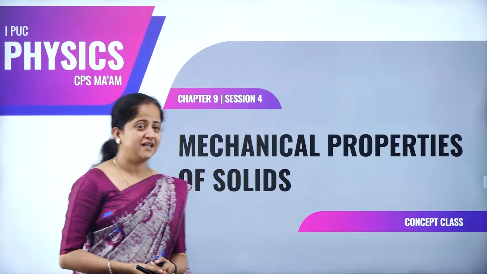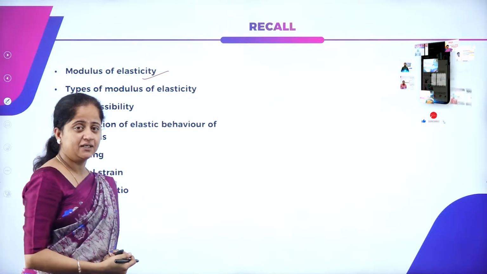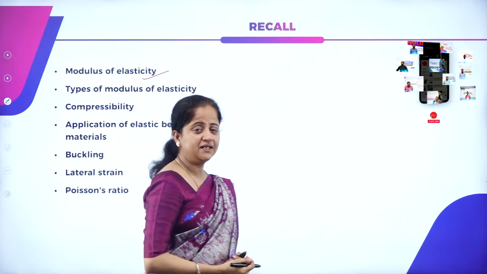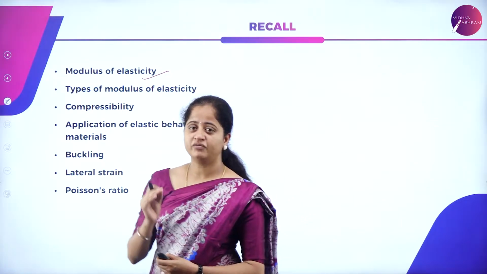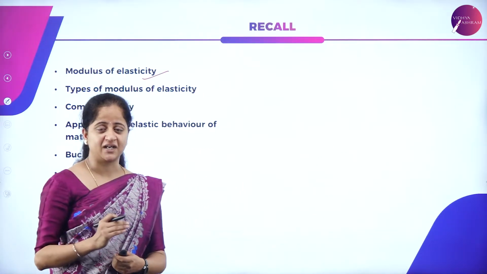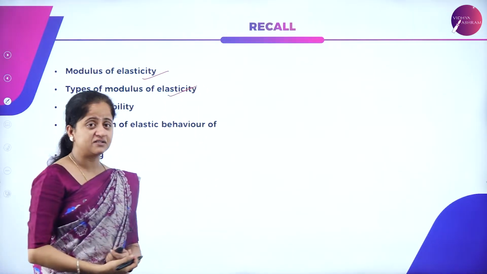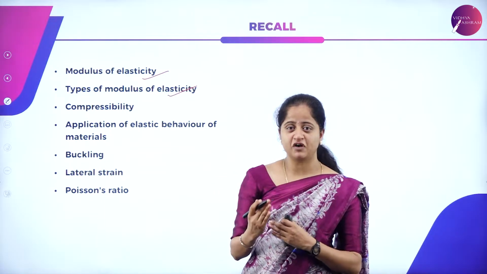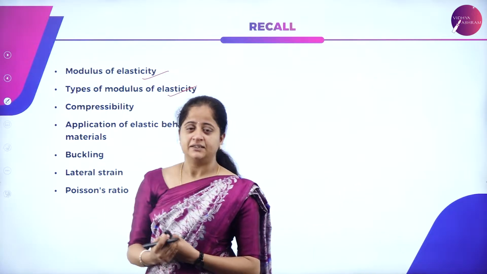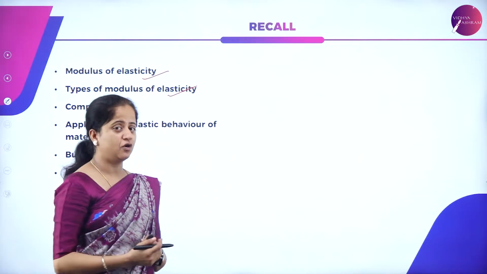Dear children, in the last session, we have discussed about modulus of elasticity. What is modulus of elasticity? It is denoted by K, which is nothing but the ratio of stress to corresponding strain. And also, we had discussed about the types of modulus of elasticity. What are the different types? So, the types of modulus of elasticity are Young's modulus, rigidity modulus, and bulk modulus.